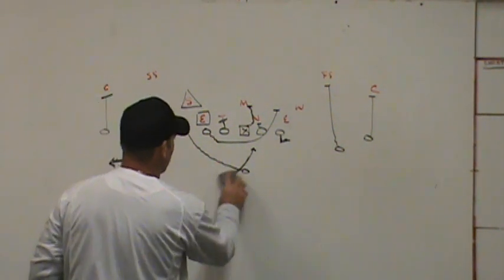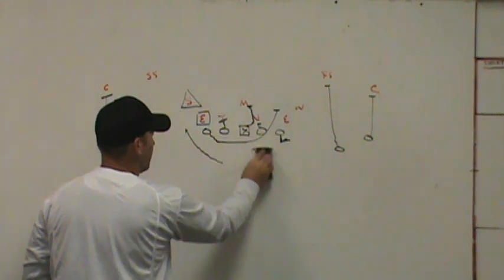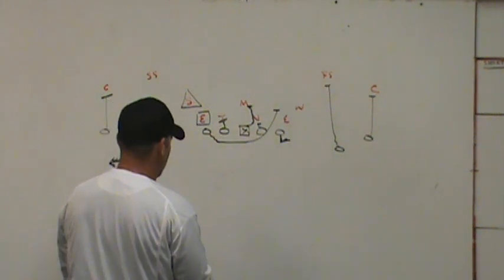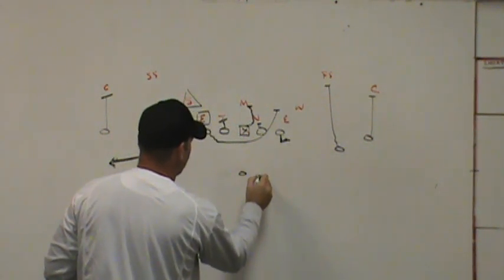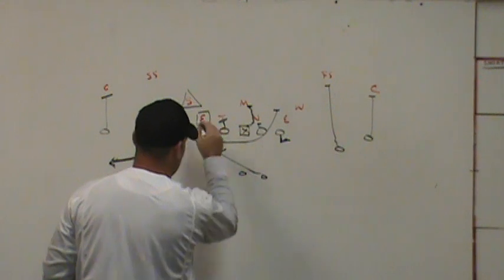All right, another thing you can do real simply out of this is you can make it quarterback dart. You can put the tailback over here. Tailback can flash, fake, and then seal for the tackle pulling.